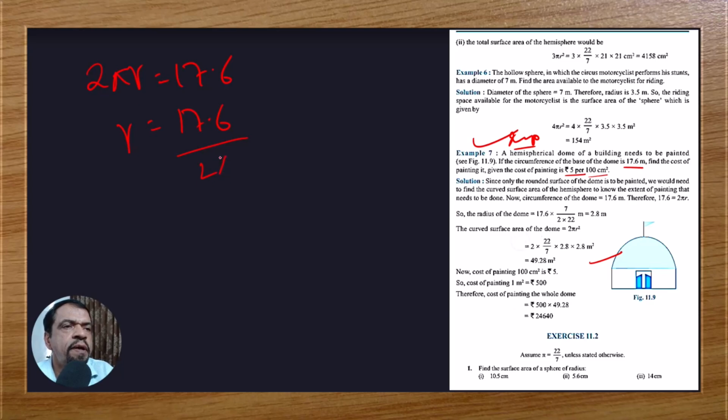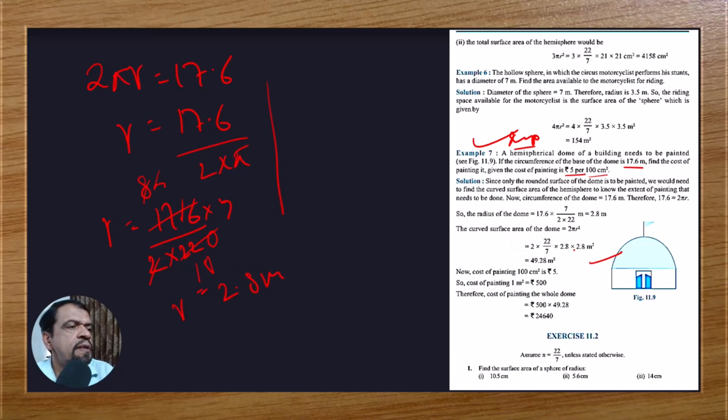Circumference is 2 pi r. Put 22/7, the decimal will come, and the calculation gives 176. So radius is 28 upon 10, that is 2.8 meter.